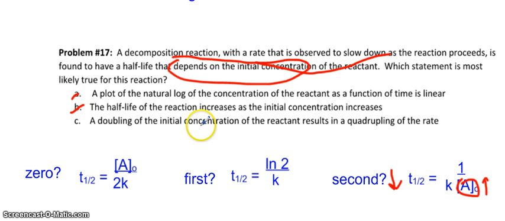C says a doubling of the concentration will result in a quadrupling of the rate. Now, the half-life expression doesn't tell us this. This is not rate, this is a time. So if we go back to our original definition of what a second order reaction is, that is true. A doubling of the initial concentration results in a quadrupling. This is really the definition of a second order. So letter C is our answer. Let's go on to the next page.